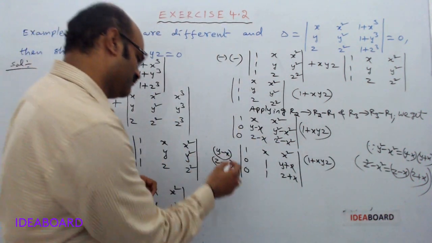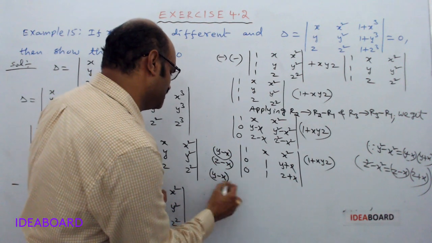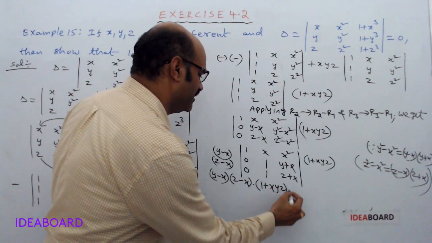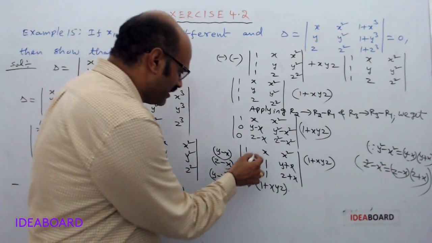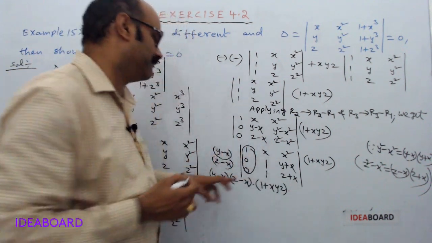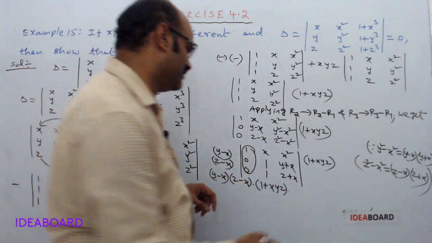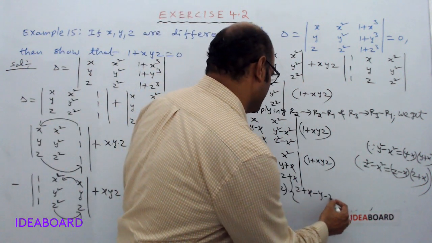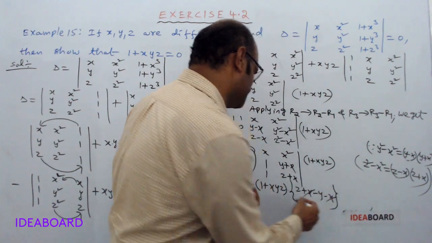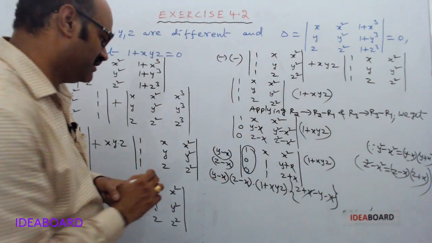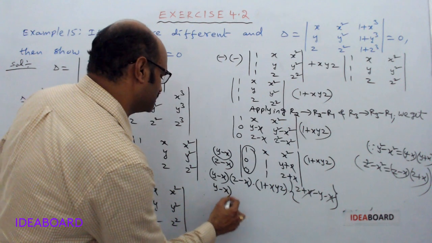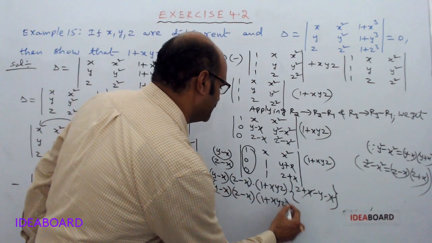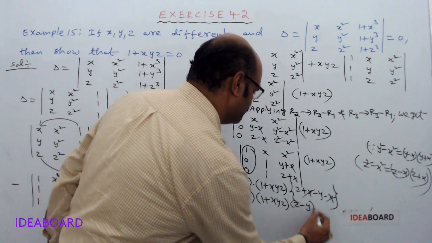Then it implies we have y minus x into z minus x into 1 plus xyz into expand along C1. When you are expanding along C1, we are having z plus x minus y minus x. Minus x plus x becomes 0. Then we have y minus x into z minus x into 1 plus xyz into z minus y.